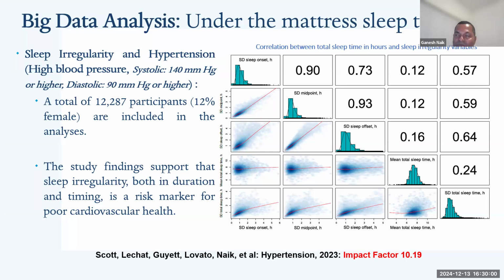Then we found that this variation in sleep is directly related to hypertension, or causes hypertension. In a simple way, one night you may be sleeping 12 hours, then the next night maybe only 4 hours, then maybe 5 hours, next maybe 8 hours, and so on. That is irregular sleep. If you do that, it is directly related to hypertension. The study proved this, and it was published in the high impact factor journal Hypertension.